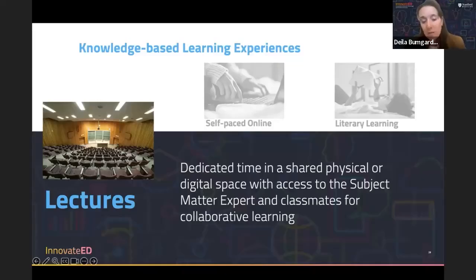With access to a subject matter expert and to your classmates for collaboration, those things are going to become really important as to what makes a lecture effective or not effective. The fact that you need to capitalize on the access to the subject matter expert and encourage collaboration with peers.